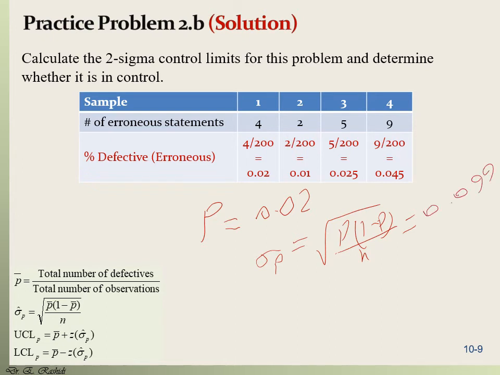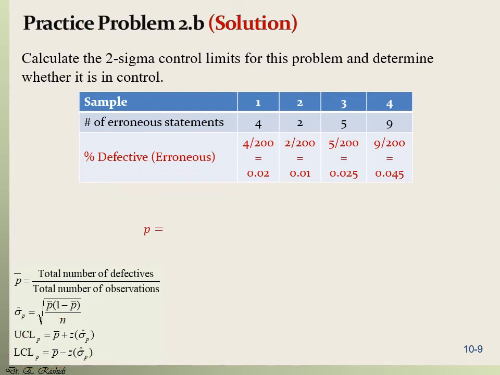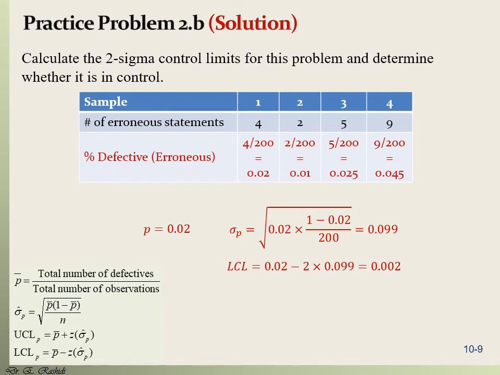And if you plug them in these equations, you get the upper limit and lower limit for the control limits. So let me clear this up and type them out. So P is 2%, and sigma of P, the standard deviation, is 0.099. The lower limit is 0.002, and the upper control limit is 0.0398.